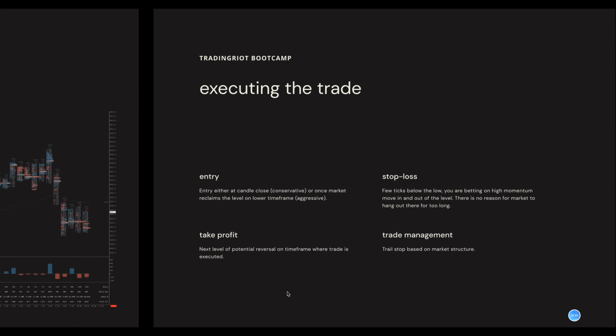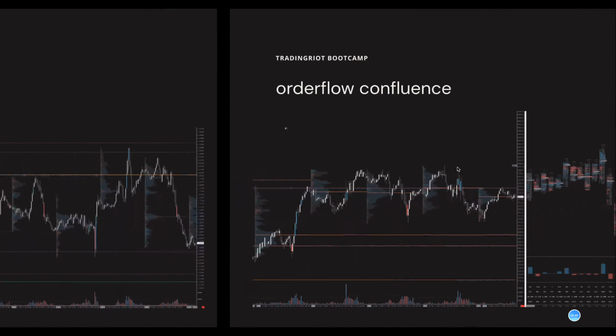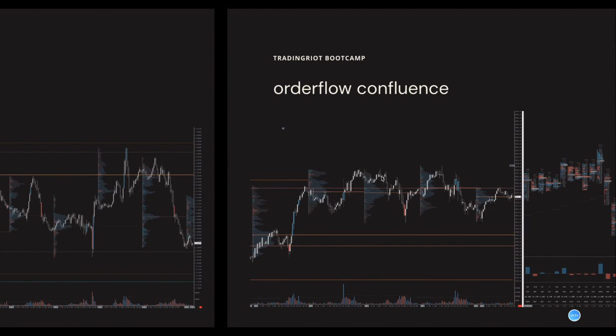Also, I have some rules for the trades that I take, which I will show you later on, that will let you filter out these things. The stop loss is a few ticks below the low. You are betting on a high momentum move in and out of the level. There is no reason for the market to hang out there for too long. These are those trades where you want to see an immediate reaction. Obviously immediate reaction is once again dependent on the time frame you are trading, but this is the ideal scenario.